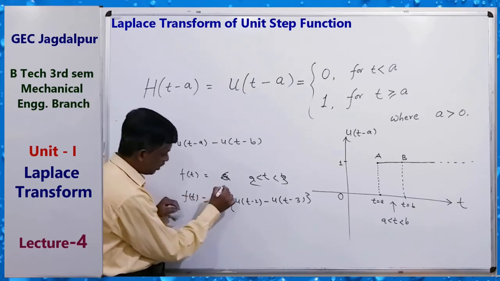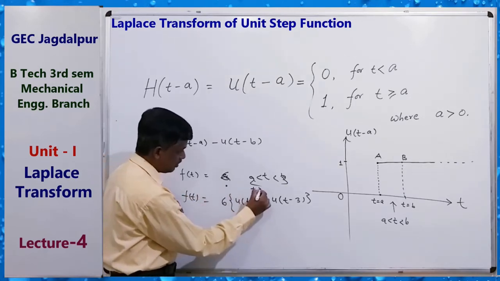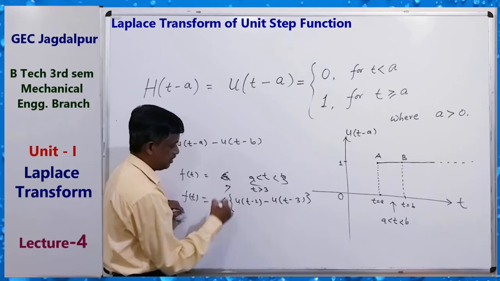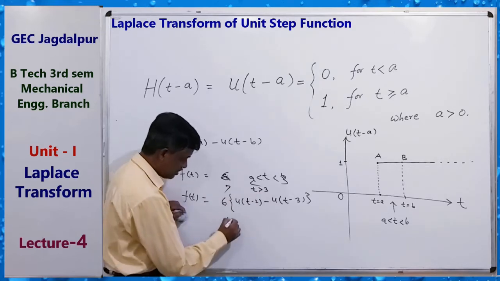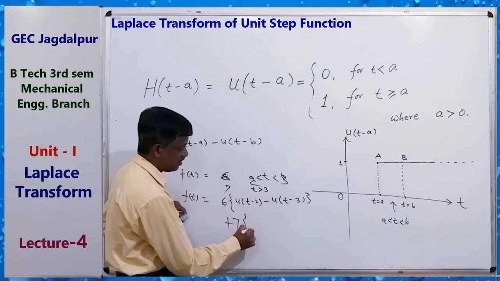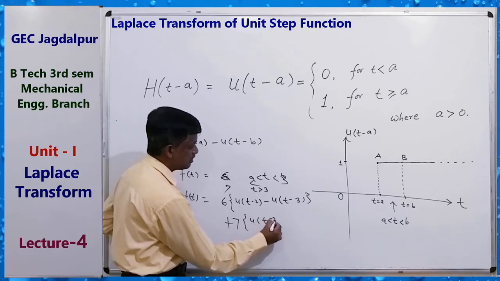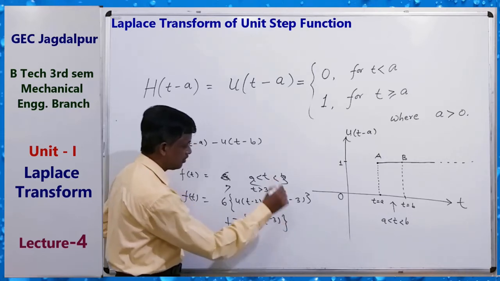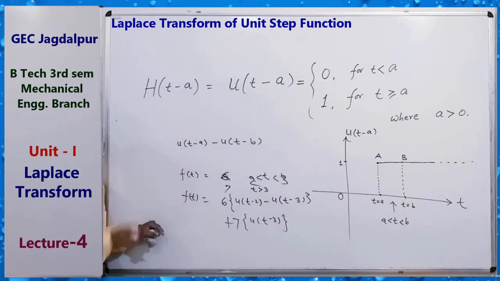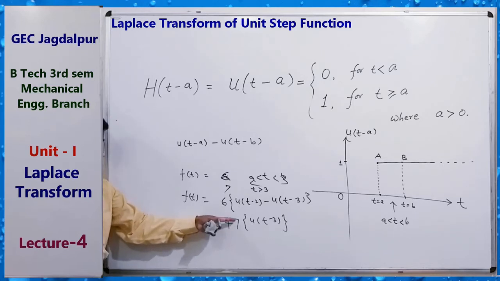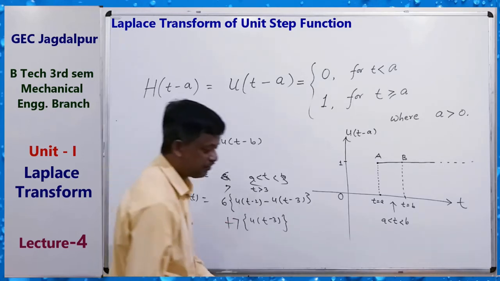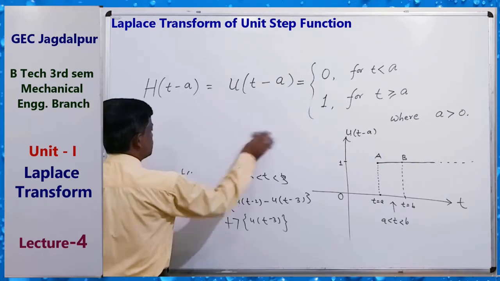If there is another point for t greater than 3, suppose 7, then you have to add 7 times the unit step function u(t-3). Clear? So here you take a question.